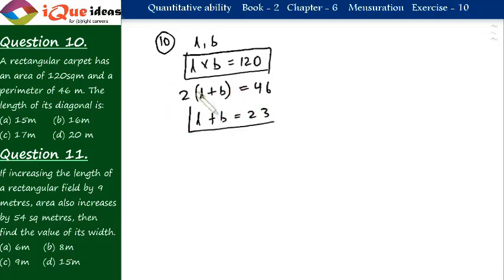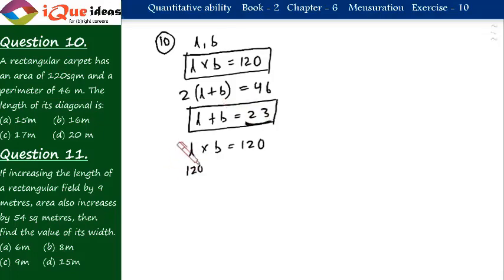Right? Now what we need to do is we need to solve these two equations. Right? Now let's do one thing. There are two ways to do it. One is form a quadratic equation and solve. I'll show it in the second method. But first, let me do it this way. L into B is 120. So break 120 into two parts and see when does the sum come out to be 23.